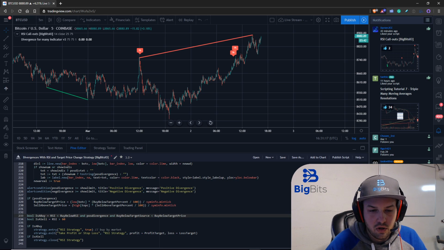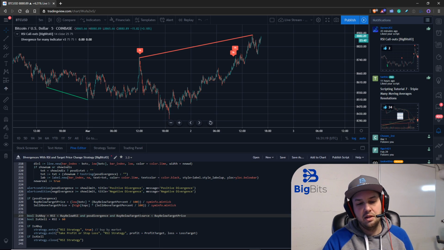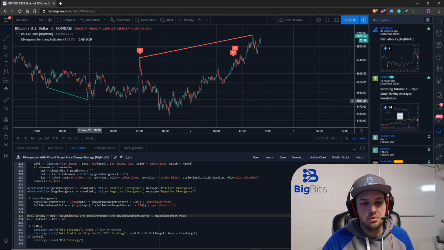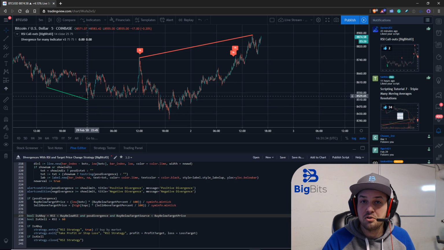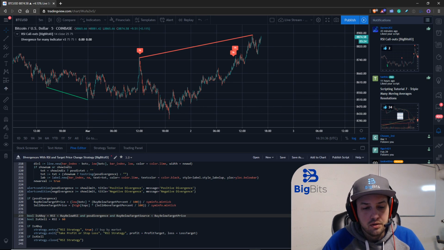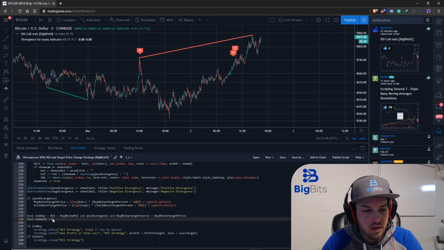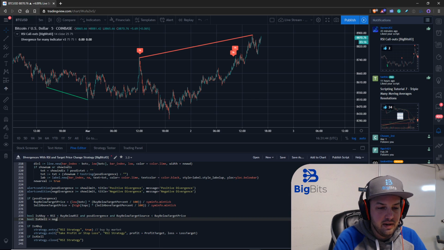Okay, so our target source, which would be if we selected the close, so our current close would have to be below the buy below target price. So if we targeted a drop that would have been here, we would have had to have the current close be below that, and also the RSI be below a certain number as well. So I think that's got that covered. I'm going to get rid of this, and let's just say we're going to sell if there is a negative divergence for now.